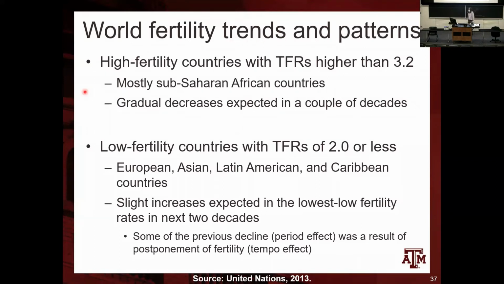A country is classified as having high fertility if it has a total fertility rate higher than 3.2 children per woman. And that's the case mostly of sub-Saharan African countries, right? We expect that these countries will experience gradual declines in fertility in the next decades, but they still have a high number of children per woman.